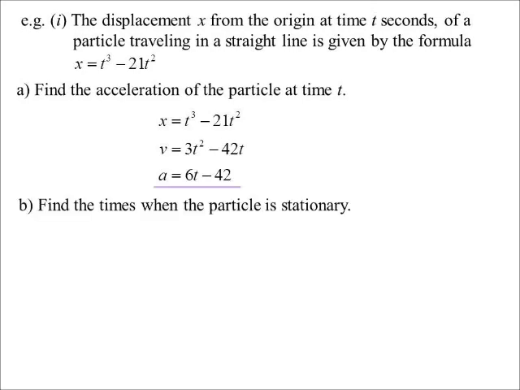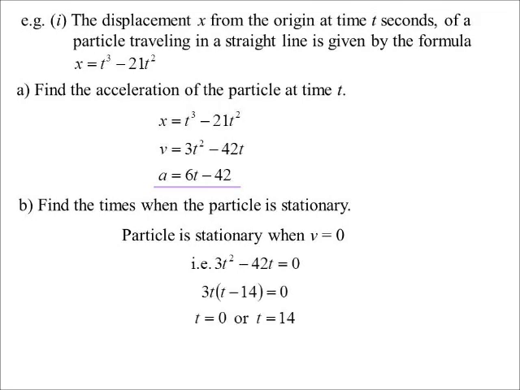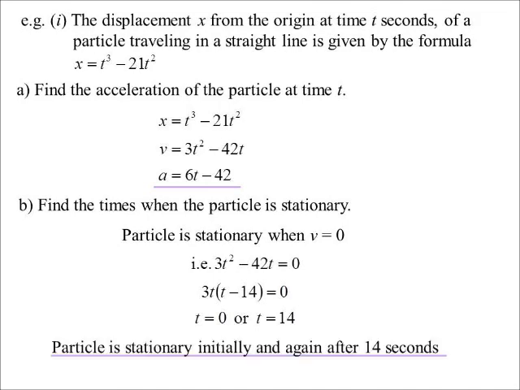So when is it stationary? Well, it's stationary when velocity equals 0. That's the first derivative. And fortunately, what an amazing coincidence, we call them stationary points. Oh, it's stationary at stationary points. So we know it's when velocity equals 0. Solving that equation, it's stationary initially, and again after 14 seconds.